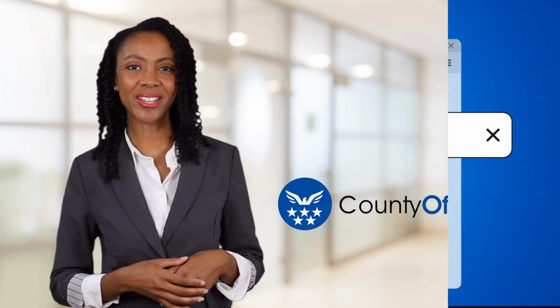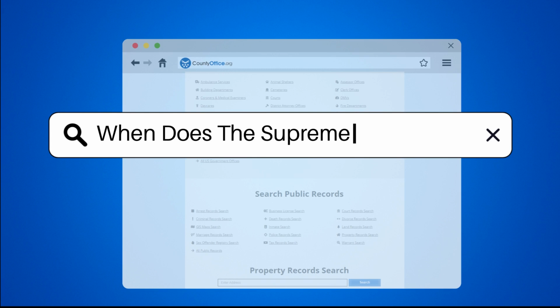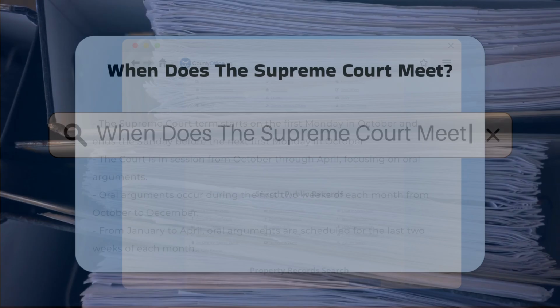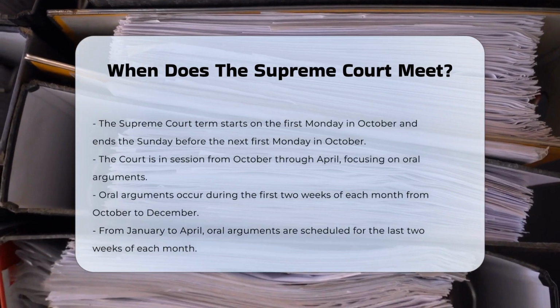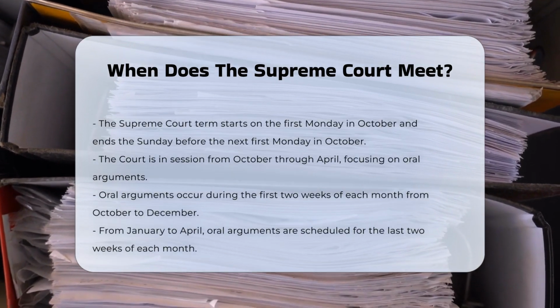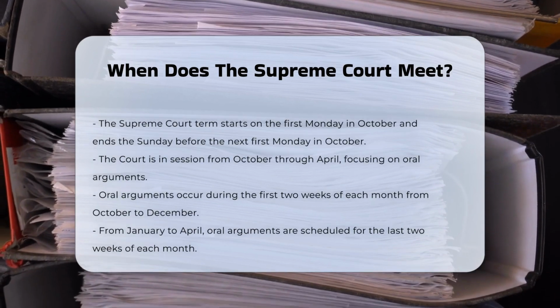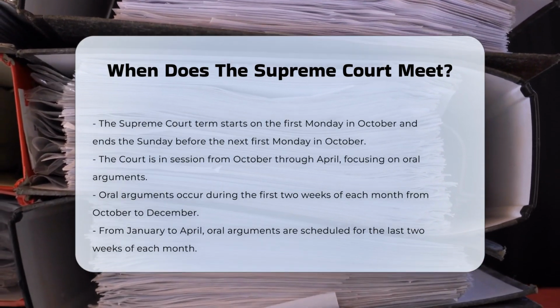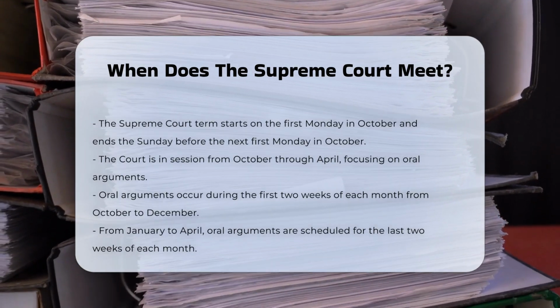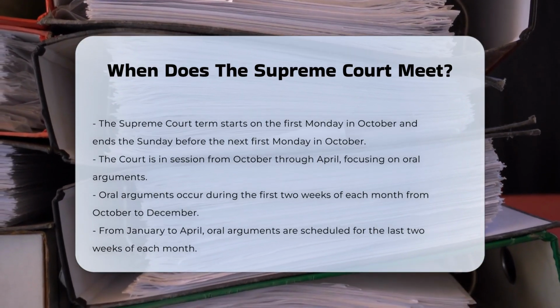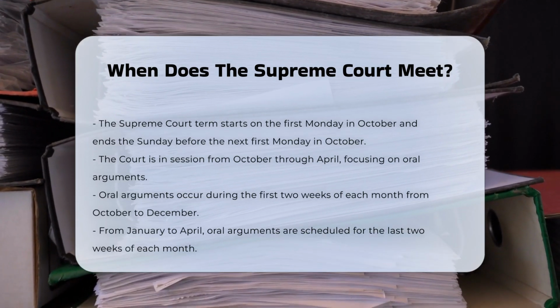Let's get started. When does the Supreme Court meet? The Supreme Court of the United States has a structured schedule that governs its operations. Here are the key points to understand when the Supreme Court meets. The Supreme Court term begins on the first Monday in October and continues until the Sunday before the first Monday in October of the following year.